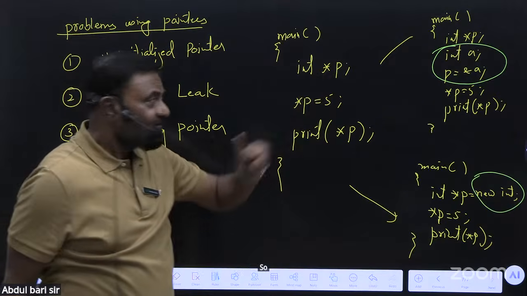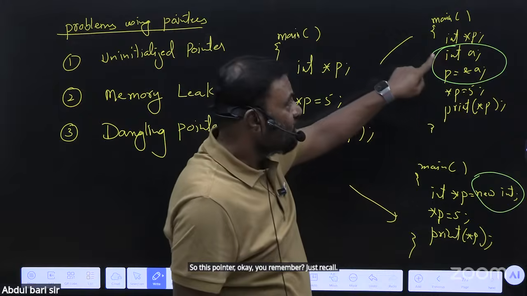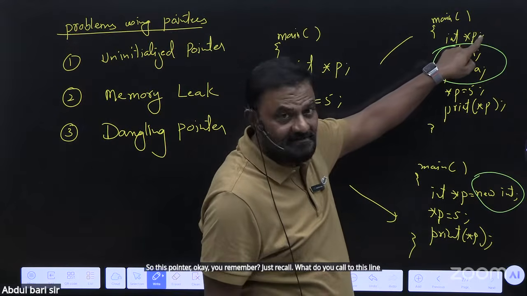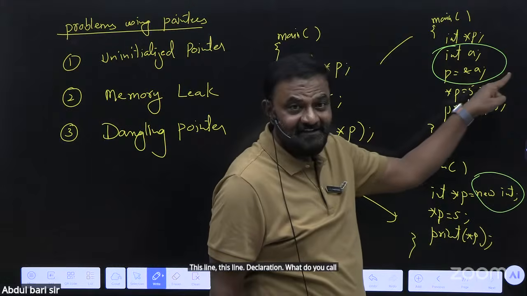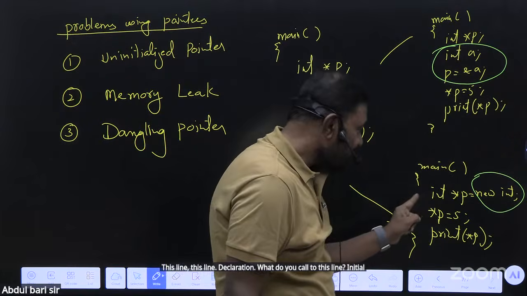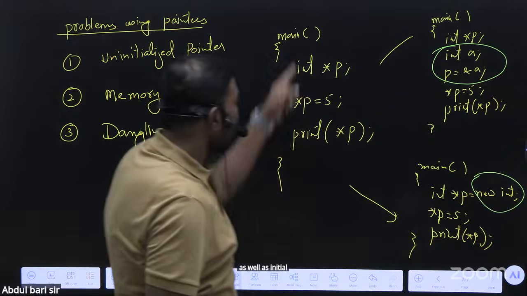So this pointer, okay, you remember? Just recall. What do you call this line? No, this line. Declaration. What do you call this line? Initialization. So what is happening here? Declaration as well as initialization. So what is missing here?